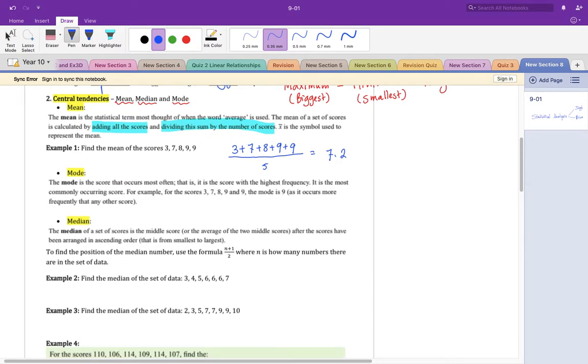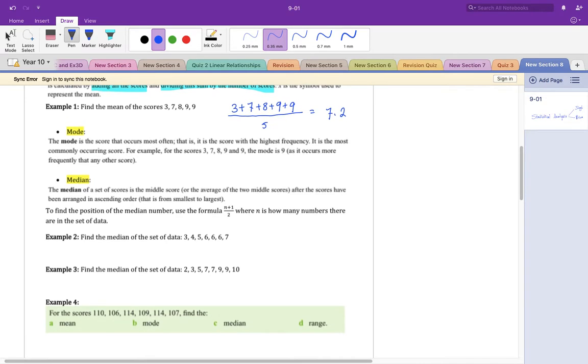Secondly, mode. The mode is the score that occurs most often. So the biggest frequency, right? For example, in the previous set of data in example 1, the mode will be 9 because it occurs twice. Everything else, there's no repetition.